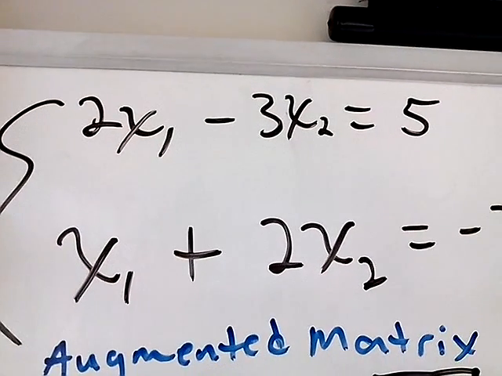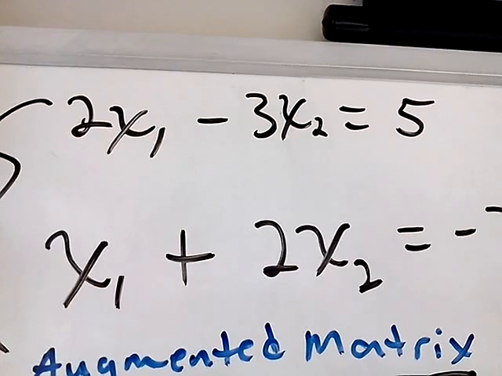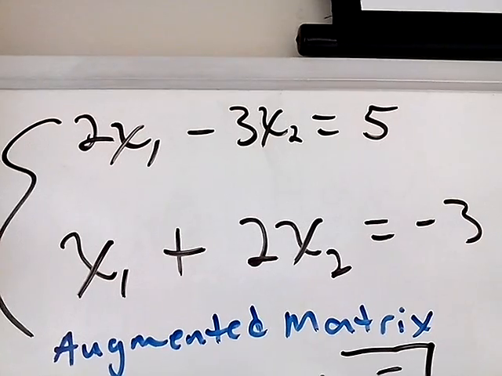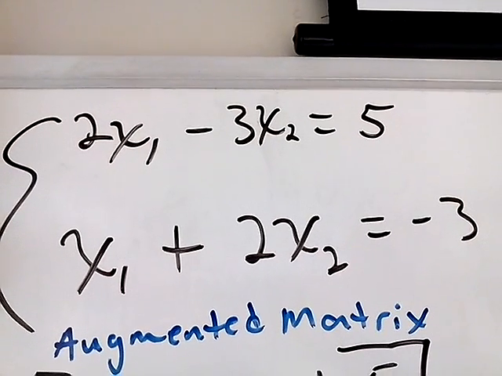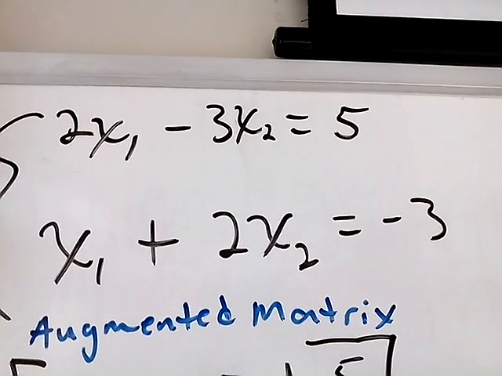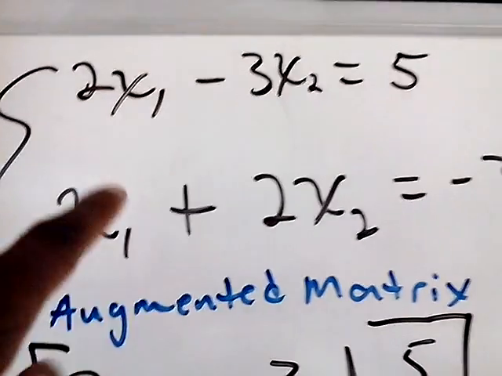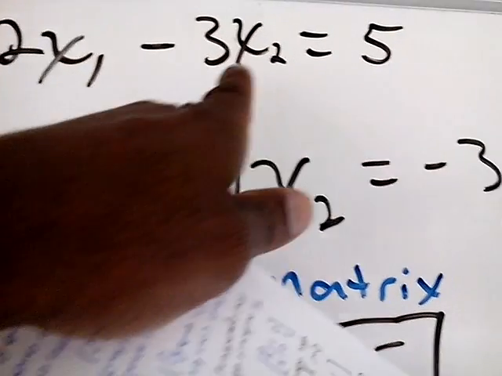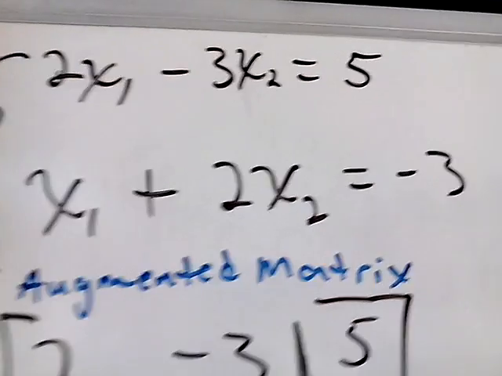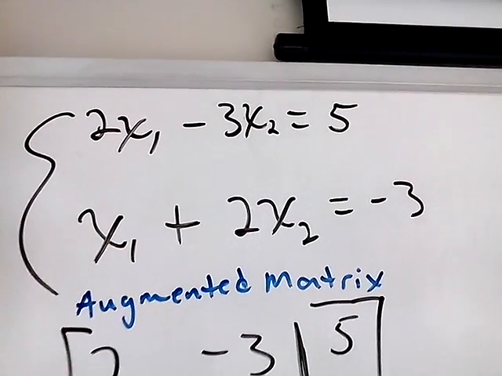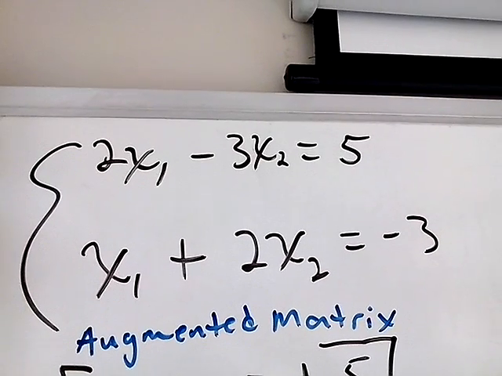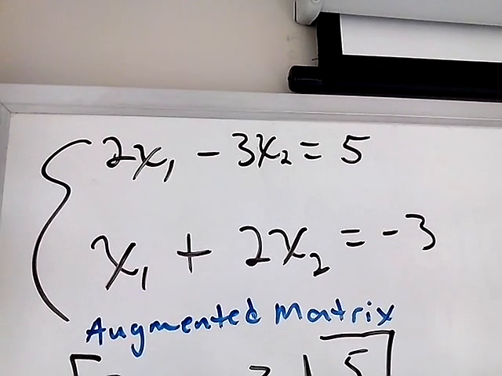Solving systems of linear equations using augmented matrices. Here we have a system: 2x sub 1 minus 3x sub 2 is equal to 5, and x sub 1 plus 2x sub 2 is equal to negative 3. We can also think of these in terms of x and y. So if you have equations that are using the variables x and y, the same process will follow.